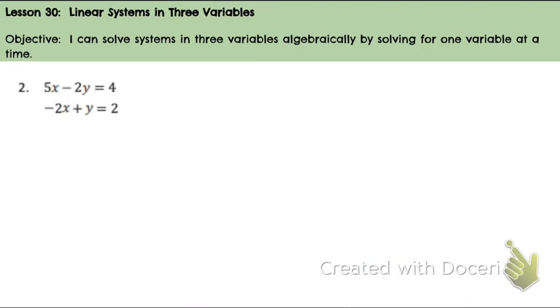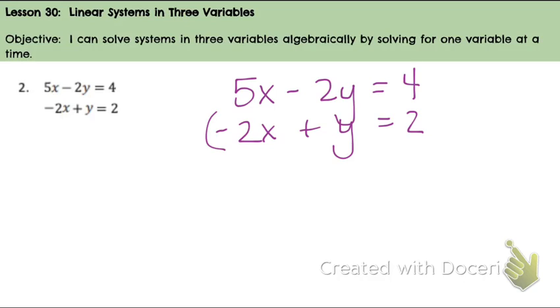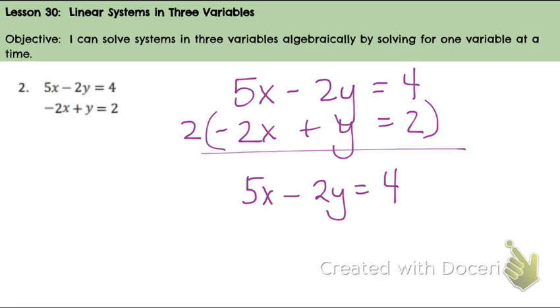Now let's do this one. So the coefficients in front of our variables don't match, so I need to get a matching coefficient. So what I'm going to do, I'm going to rewrite them just so they're kind of spread out a little more. I'm going to multiply my bottom equation by 2. And as long as you multiply both sides by 2, it all works out. So now what I get is 5x minus 2y equals 4, and then I get negative 4x plus 2y equals 4, because you distribute the 2 to every term in here.